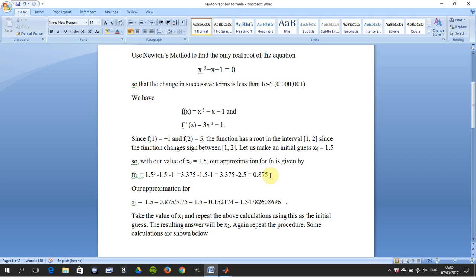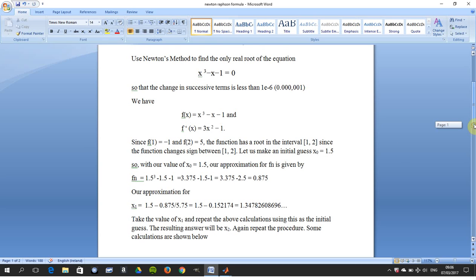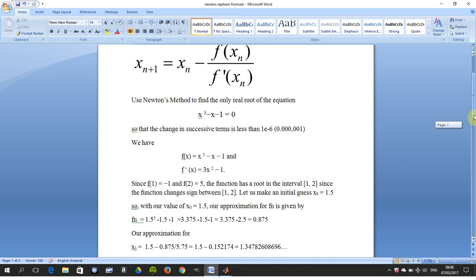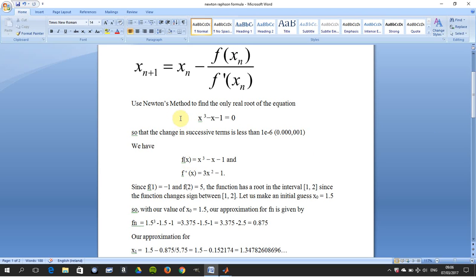Now remember, we're looking for f of x equals 0. Our approximation for x1, if I just scroll up, slow down here now. My new term is my old term, that's the 1.5, minus f of the old term, remember, 0.875, over f dash. So that would be, we put 1.5 into 3x squared minus 1, we get 5.75, so 1.5 minus 0.875, which we got there, and 5.75 we got from putting 1.5 into 3x squared minus 1.